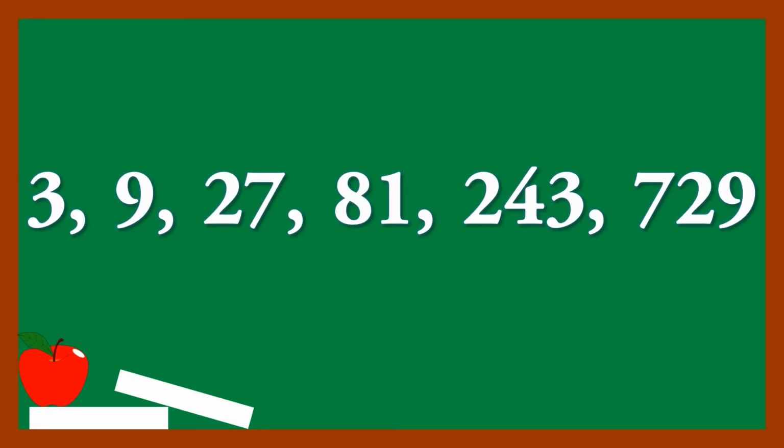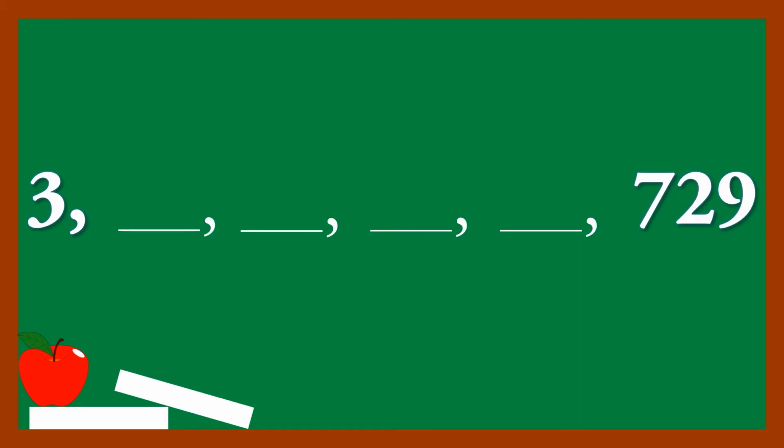3, 9, 27, 81, 243, and 729 is an example of a geometric sequence. Now, what if some of its terms are missing? How are we going to look for those terms? Find out in this video.